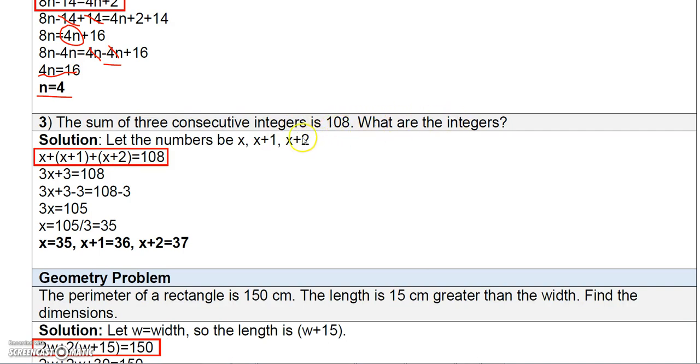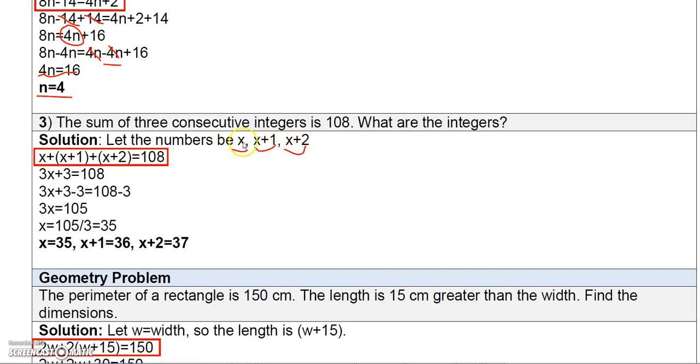Now the other number problem here says that the sum of 3 consecutive integers is 108. What are the integers? Now to represent 3 consecutive integers, you can let your variable equal the smallest integer, and then add 1 to x to get the next integer, and then add 2 to the x to get the next integer. So think of it, if x is 5, then x plus 1 would be 6, and x plus 2 would be 7, so that would be 5, 6, 7. So that's how you represent 3 consecutive integers.